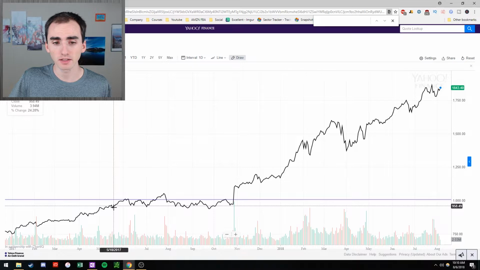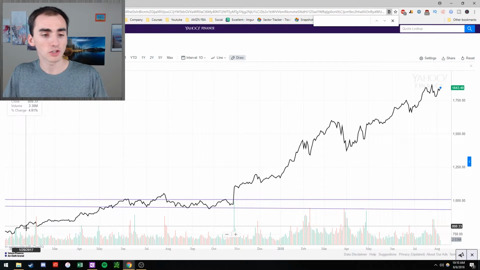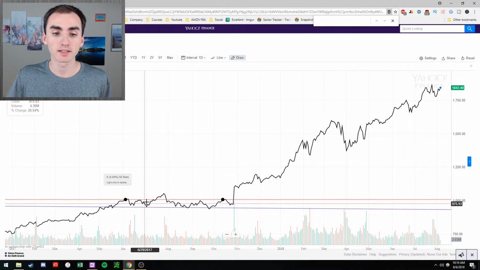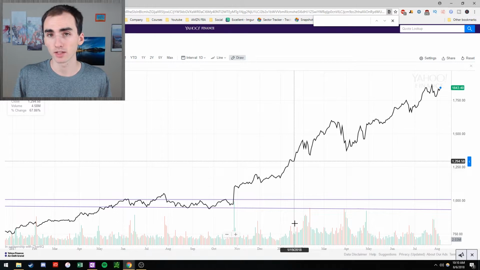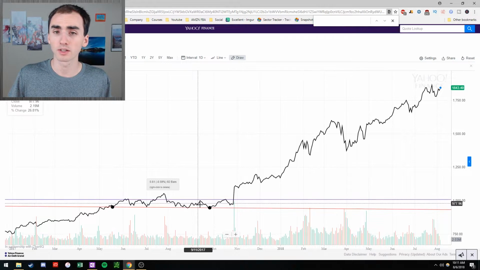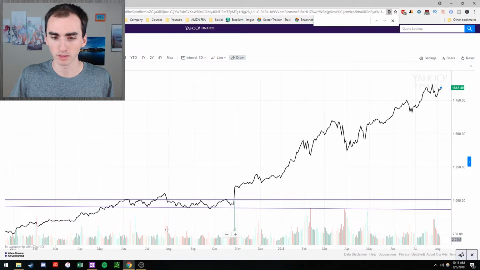You could have seen that Amazon, after this huge uptrend, started to trade sideways in this channel. So what I mean by sideways is it would go up and then come back down and then just keep going back and forth, kind of going up and down in this channel. It's not really going up in a significant manner, or going down in a significant manner.